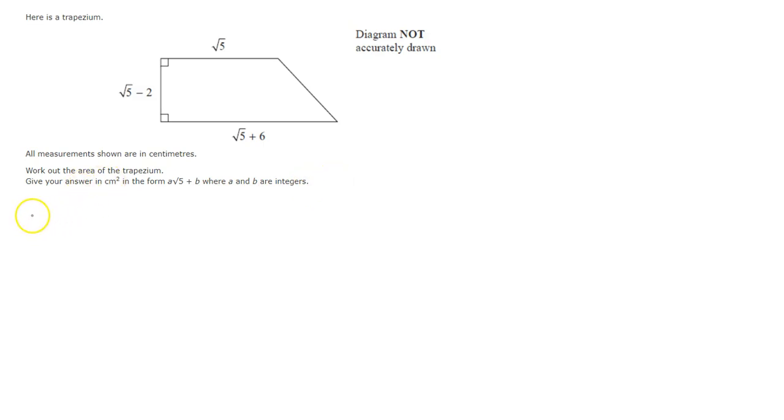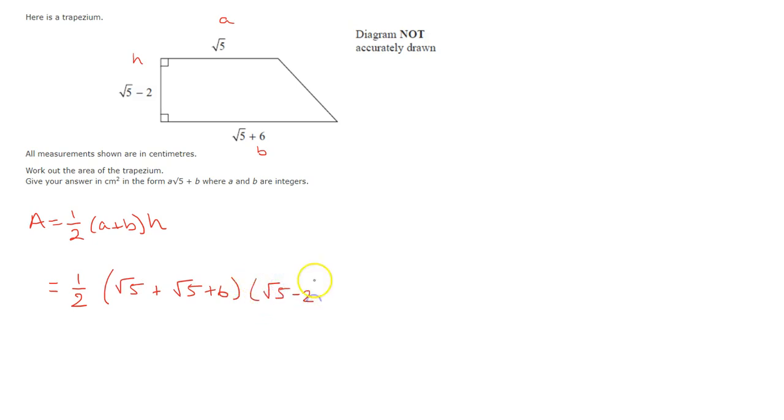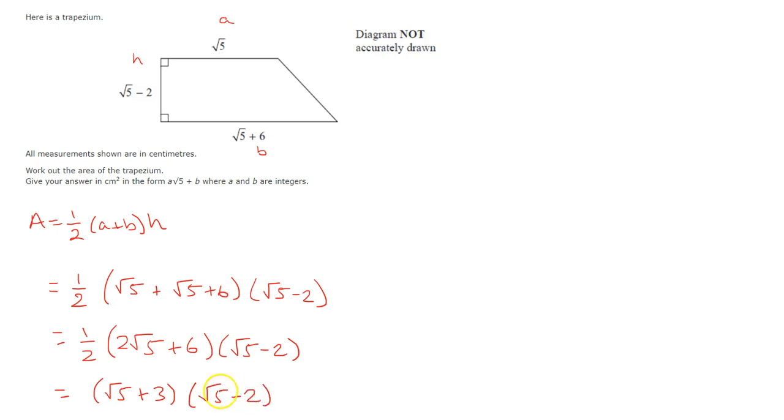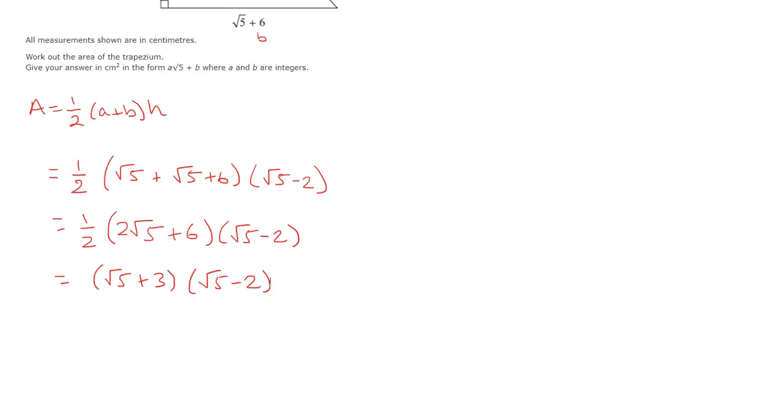Now what we're going to be using here is the area of the trapezium, so we know that's a half a plus b times the height, where a and b are the parallel sides, h is the perpendicular height of the trapezium. So in this case then the area will be equal to a half of root 5 plus root 5 plus 6 times the height, which is root 5 minus 2. So that gives us a half of 2 root 5 plus 6 times root 5 minus 2. Now before I expand these brackets, I'm going to deal with the half first of all. So if I multiply a half into the first bracket, that leaves me with root 5 plus 3 times root 5 minus 2, and then I can expand this to get our solution in terms of the area.